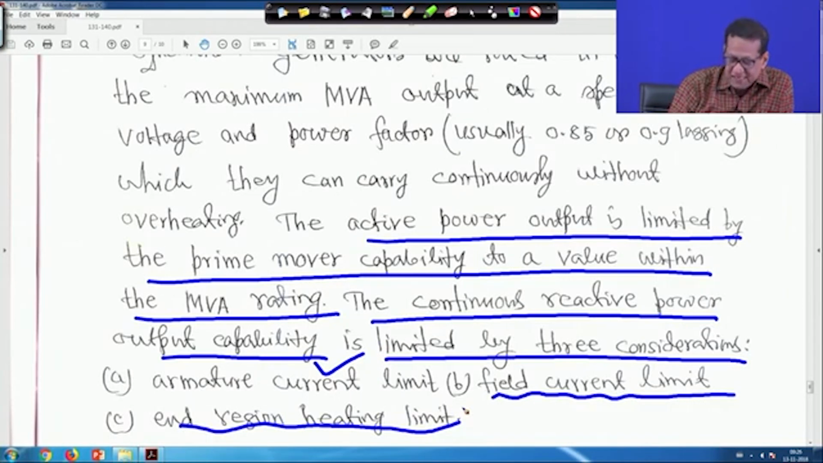So, these three things, the armature current limit, field current limit and end region heating limit, if time permits we will discuss at the end, because it will consume some time. Here we will not discuss that, because the continuity of the dynamics part will be lost. So, if time permits, I will do it at the end.